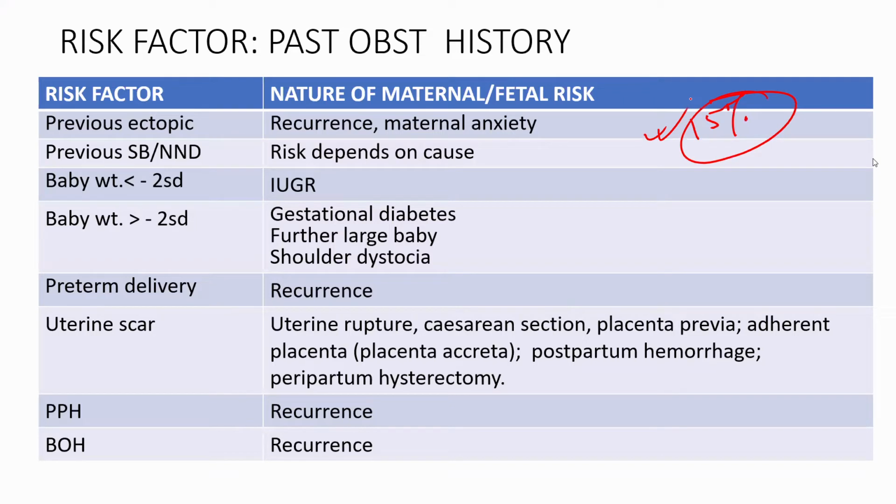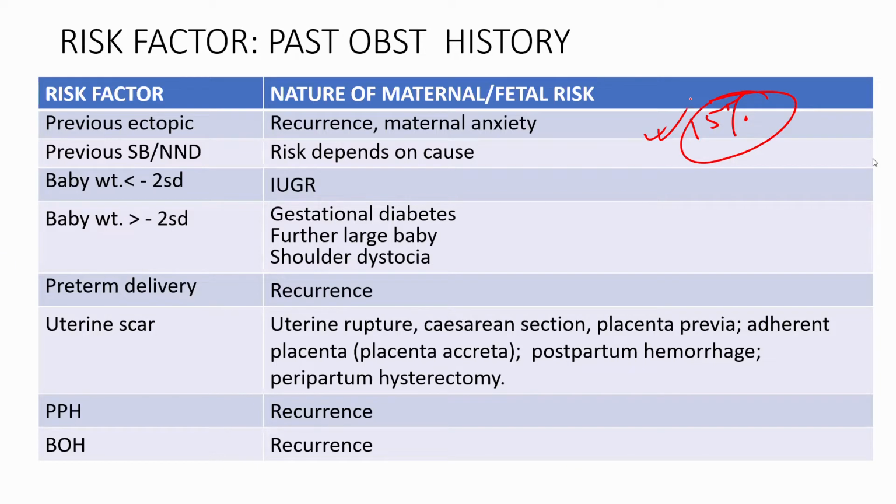Similarly, previous stillbirth and neonatal death. So it depends upon the cause. If it is linked with some genetic abnormality, then there is a tendency of recurrence. If it's a sporadic case, it may not recur. If it's because of abruptio, there is a tendency of recurrence. So it depends upon the cause.